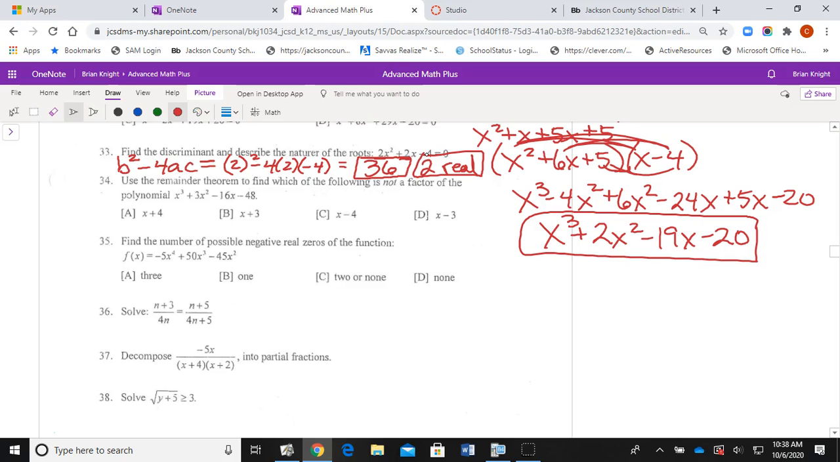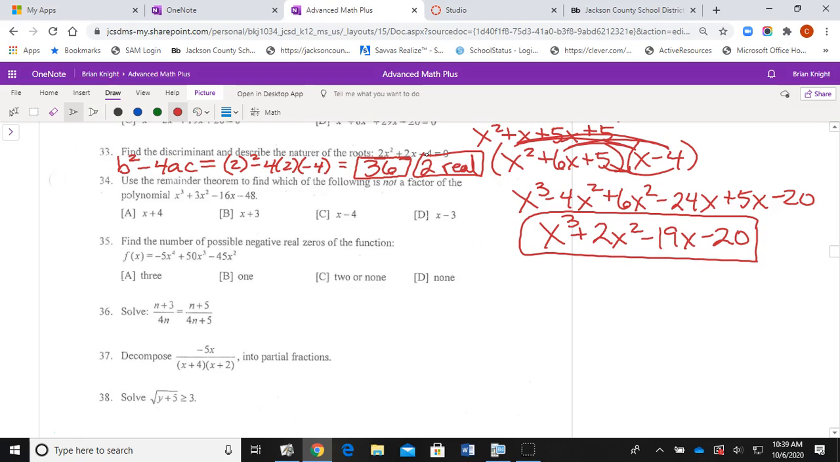Everybody good? Yes. If it's a negative discriminant, you get 2 imaginary or 2 complex roots. If it's 0 for the discriminant, you have 1 real root. And if it's a positive number, you have 2 real roots. Okay?